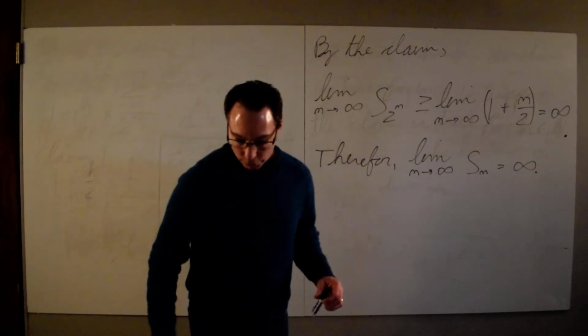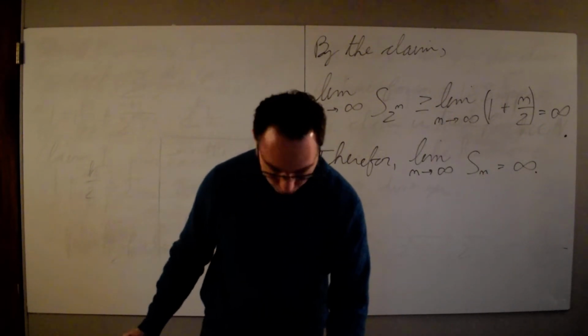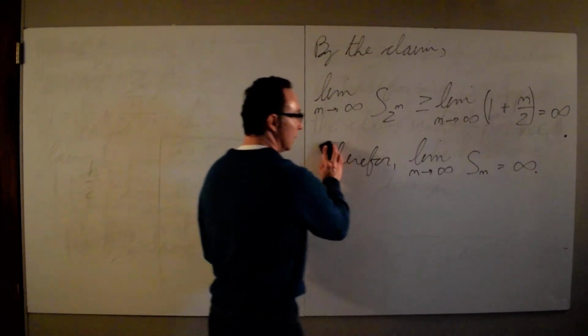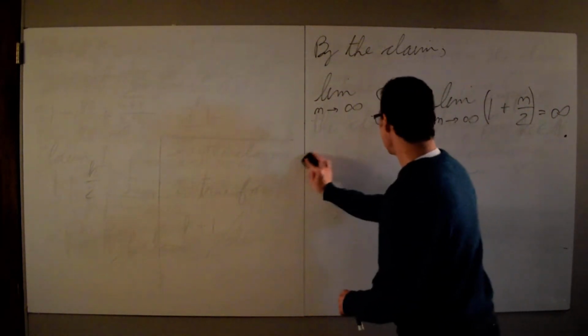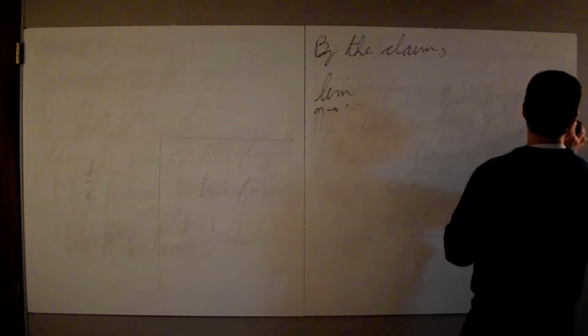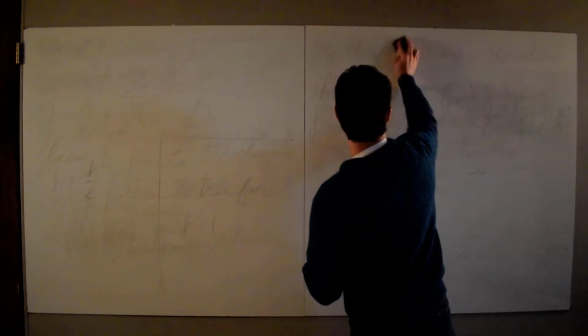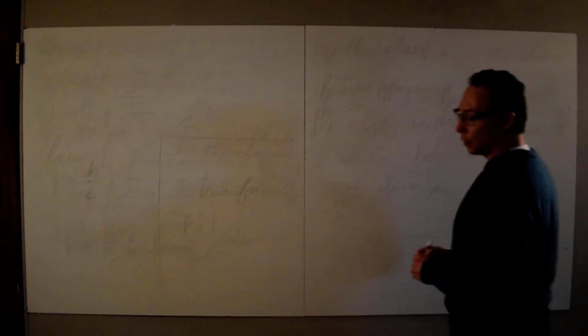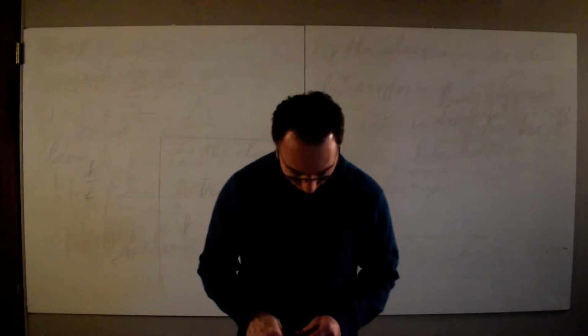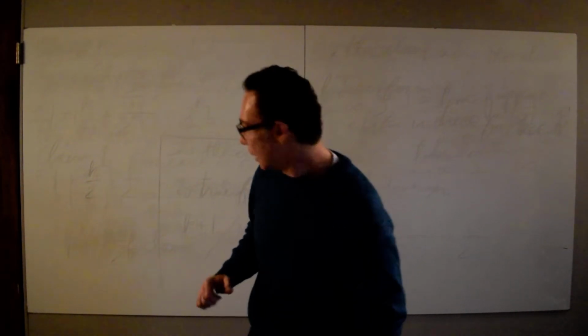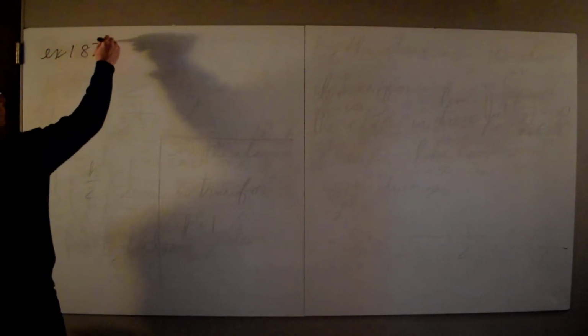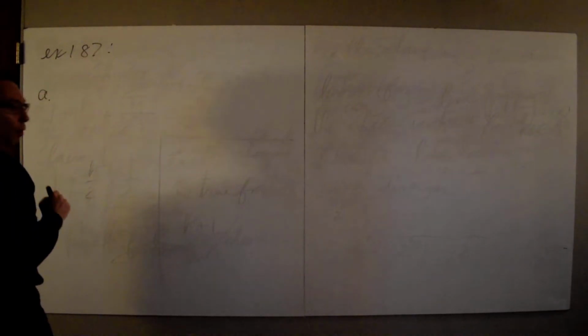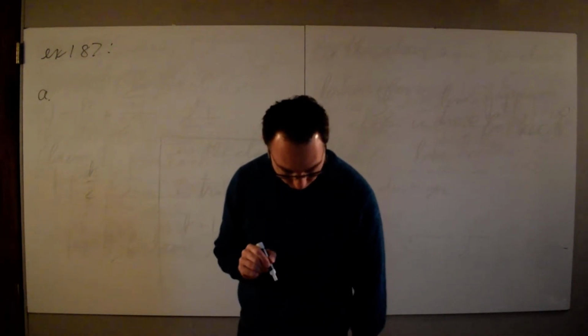The last thing I want to do from this chapter is example 187. Example 187 has 3 parts, but they are related. So I'm going to use the parts A and B to talk about part C. So example 187, determine whether each of the following series converges or diverges.